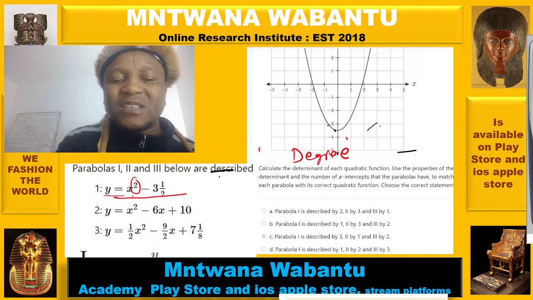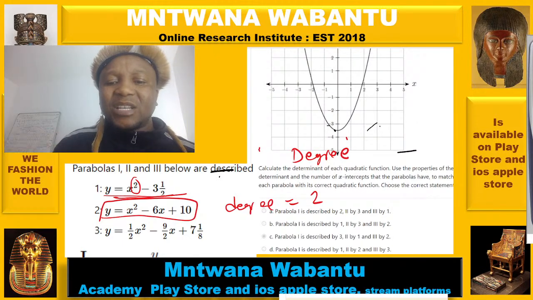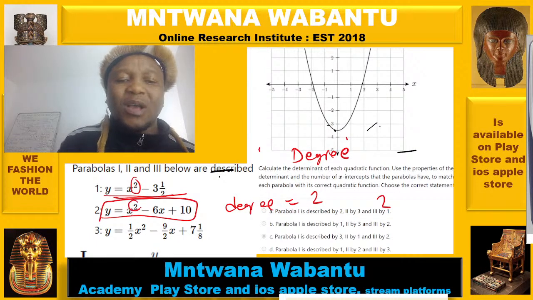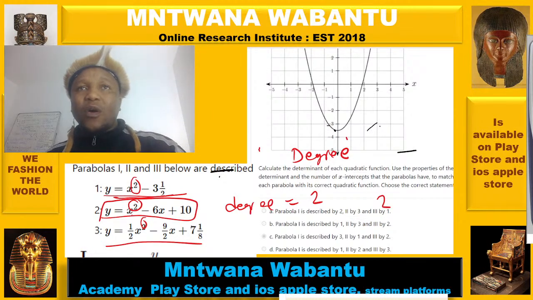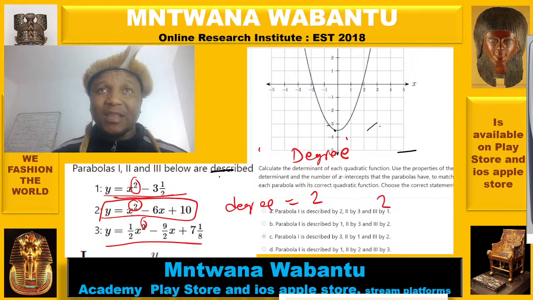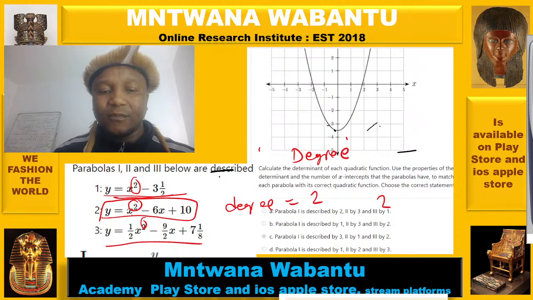So the degree of the first equation is 2. What is the highest degree of the second equation? The degree of the second equation is 2 also, because you look at the highest power. What is the degree of the last equation? It is 2 also, because if you look at all those variables right there, the highest one is 2. So that's how you know the degree.